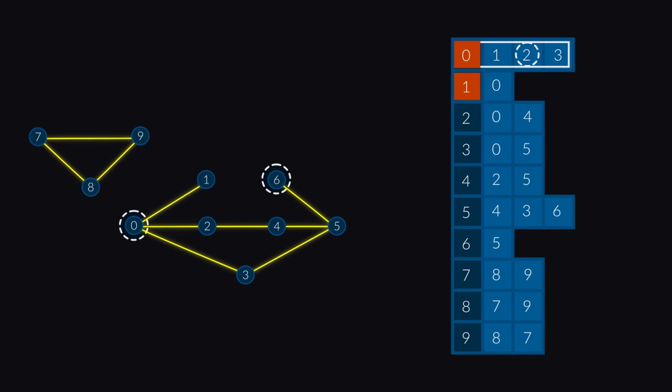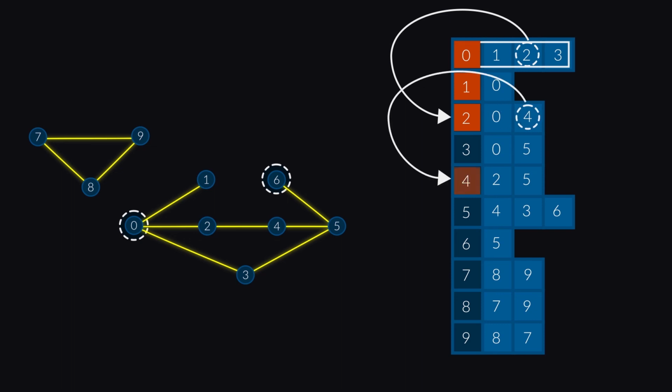So the next neighbor of 0 is 2. 2 is not red in color, so we color it in red and explore its neighbors. First one is 0, which is already red in color, so we see the other neighbor, which is 4. So we mark it in red color and explore its neighbors. 2 is already red, so we jump to 5. We mark 5 in red and then explore its neighbors.